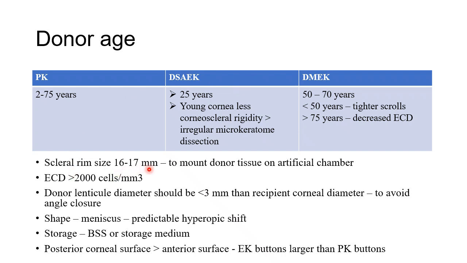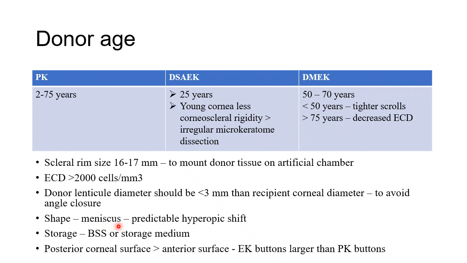Scleral rim size 16 to 17 mm to mount the donor tissue on the artificial chamber. Endothelial cell count more than 2000 is desirable. Donor lenticule should be 3 mm smaller than the recipient. Obviously, if the donor lenticule, which is being transplanted on the posterior surface of the cornea, is larger in diameter than the recipient cornea, it's going to block the angle and cause angle closure.